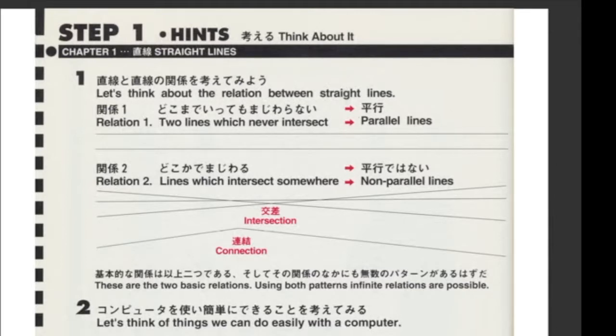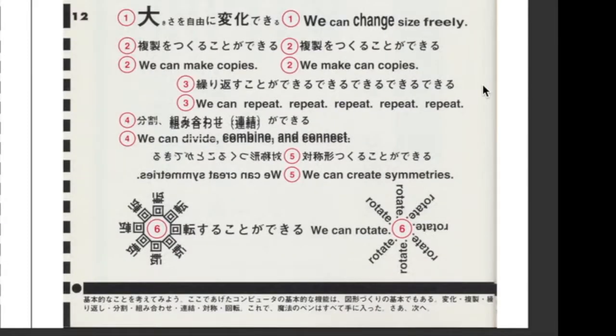Let's think of things we can do easily with a computer. We can change size freely. Let's see, we can make copies, we can repeat. We can divide, combine, and connect. And so on. We can create symmetries, we can rotate. Yeah, okay.